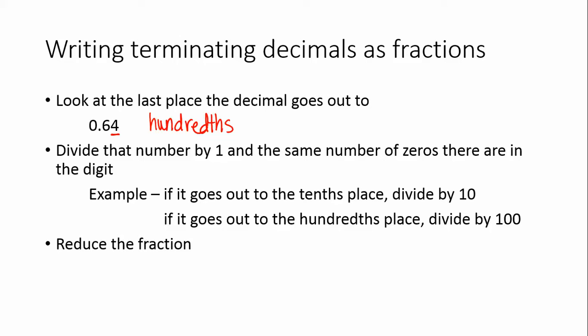Then you're going to take that 64 and divide it by 1 and the same number of zeros that there are digits after the decimal. In this case there are 2 digits after the decimal, so we're going to divide it by 1 and 2 zeros, or 100. If it goes out to the tenths place, you divide by 10. If it goes out to the hundredths place, you divide by 100. And then you always reduce the fraction. This decimal is read as 64 hundredths, so that would just be 64/100, and then you would reduce. We won't do that just yet because we'll do some examples.